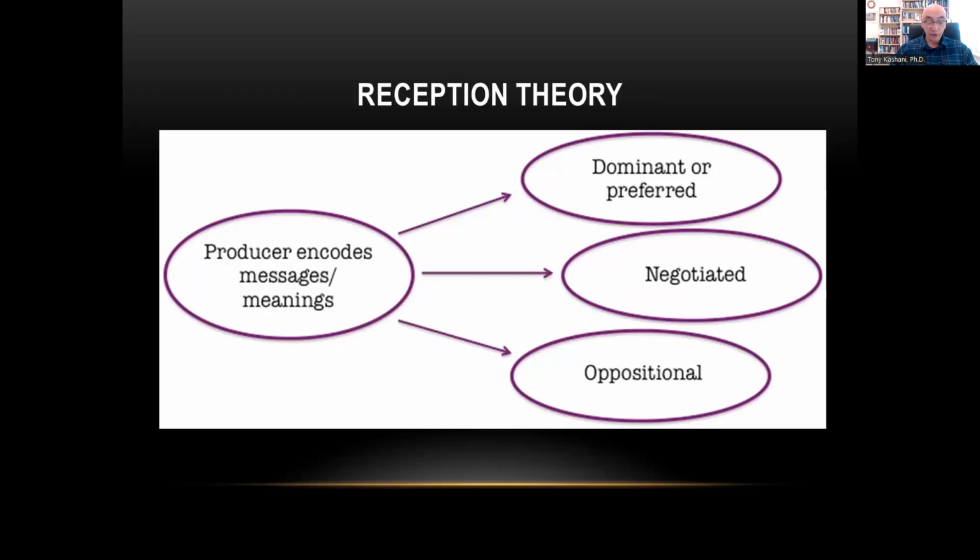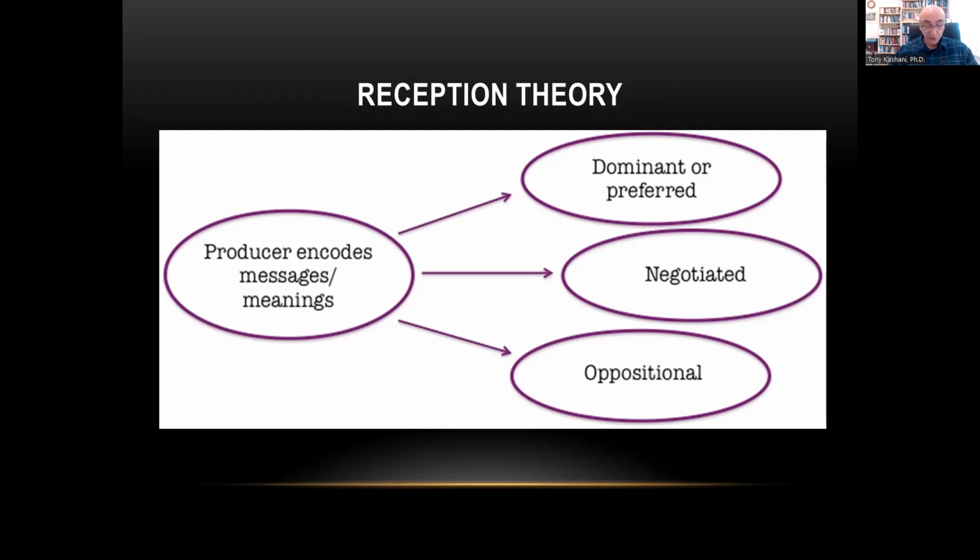Now, I want to talk about an important theory that can overlap in other areas of knowledge, and that's reception theory. Stuart Hall, the late Stuart Hall, is credited for creating a system of thinking about how people receive media messages by the encoding and decoding model. And let's talk about it because it's important.